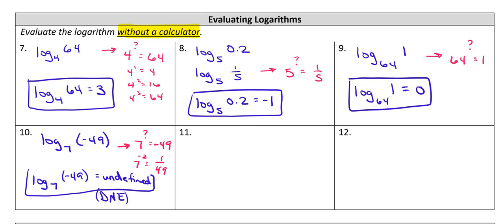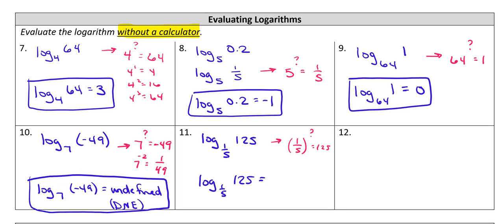Anytime we have a number that is not positive in the argument, the number inside the parentheses must always be positive. If it's not positive, it doesn't exist. Okay, so I want you guys to try number 11. Log base 1/5 of 125. Go ahead and pause the video and try this one, please.